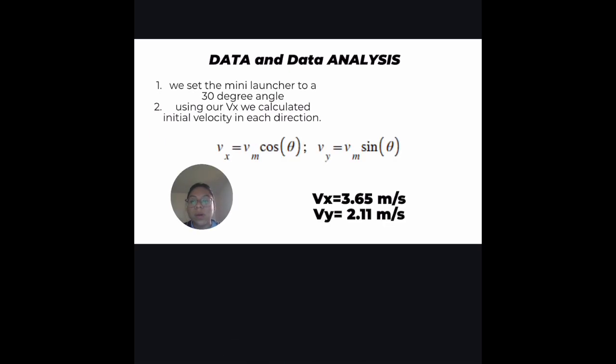After those steps, we started our experimental development. And that's when we set the mini launcher to a 30-degree angle. And then using the Vx, we had calculated the initial velocity in each direction. So it was the initial velocity or muzzle velocity times the cosine of the angle, which was 30 degrees. And then again, the same thing, muzzle velocity times the sine of our 30-degree angle. So for those, we got our Vx from the cosine was 3.65 meters per second, and our Vy from the sine was 2.11 meters per second.